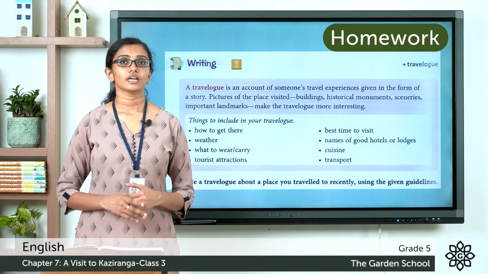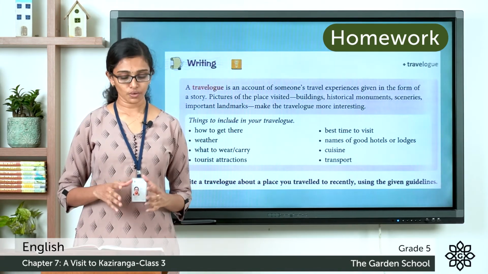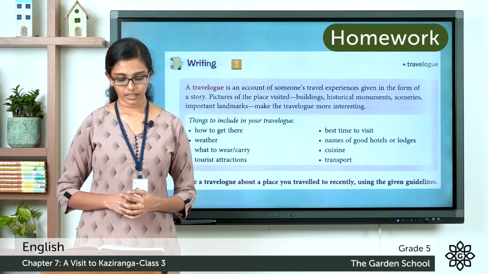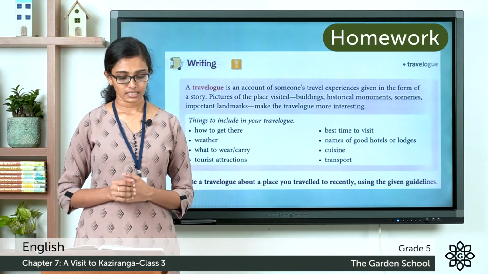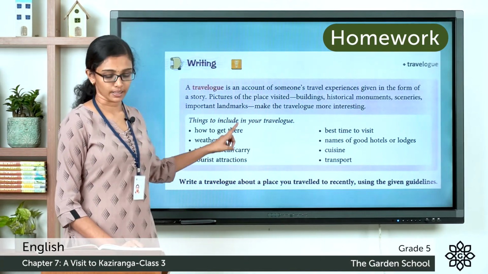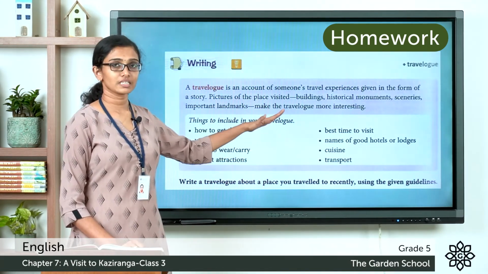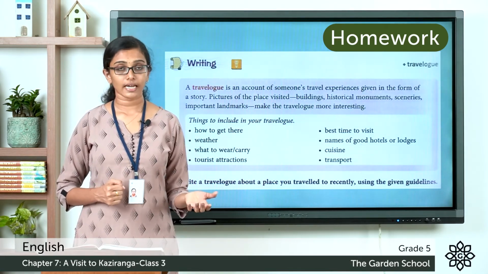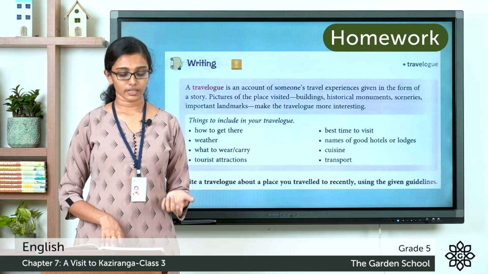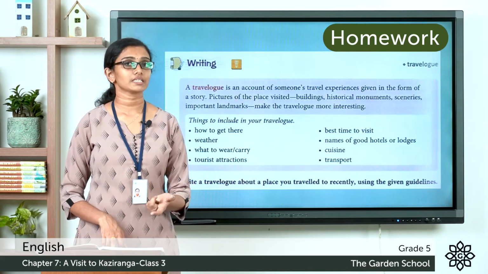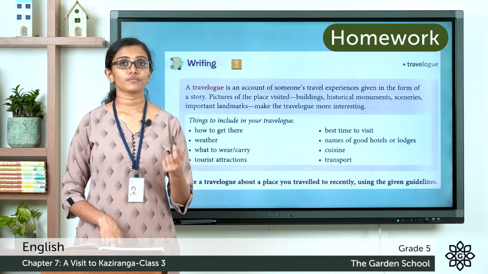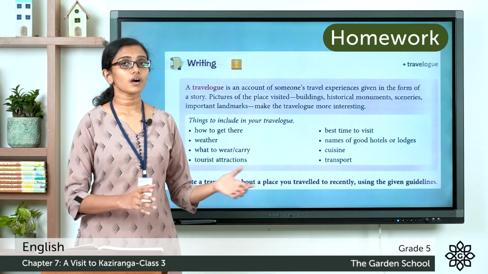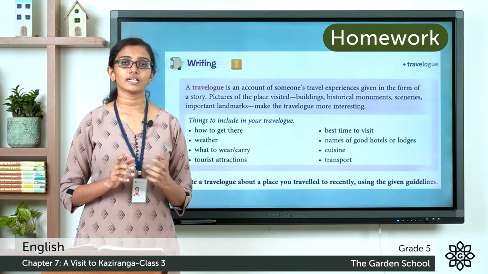And here, in this section, you are asked to write a travelogue about a place you traveled to recently and using the given guidelines. See, a few guidelines are given here. And you can include these hints or these guidelines in your travelogue. These guidelines are how to get there, weather, what to wear or carry, tourist attractions, the best time to visit that place, names of good hotels or lodges, the cuisine, the transport. You can include all these details while you are writing a travelogue.